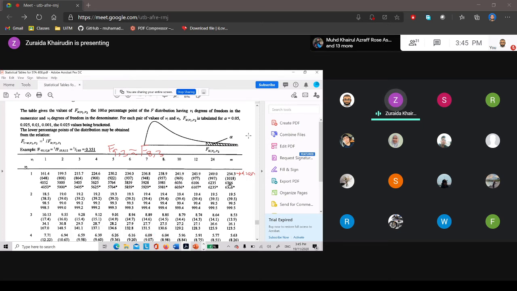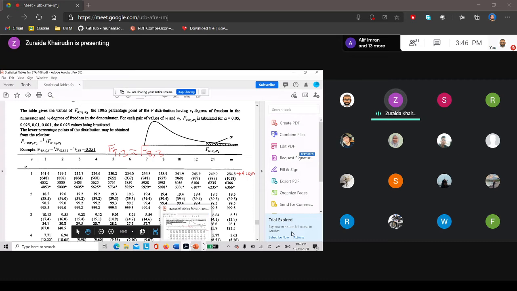Ada 4 value dekat sini. Takkan semuanya ni. Okay, you have to read here. For each pair of values of V1 and V2, F alpha V1 V2 is tabulated for, this is the level of significance, 0.05, 0.025, 0.01 and 0.001. Lepas tu dia kata 0.025 values being bracketed. Bracket, so we put bracket here because we want to distinguish. We don't want the students to get headache to see many values here. So one value is bracket. We put bracket here, which is when alpha 0.025.